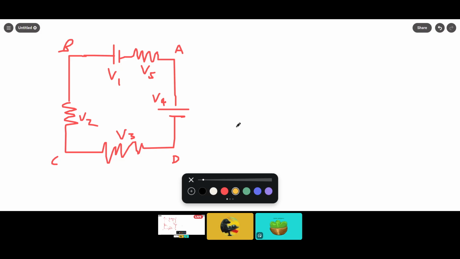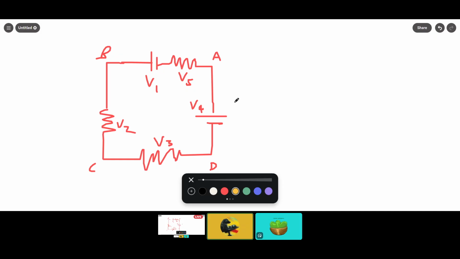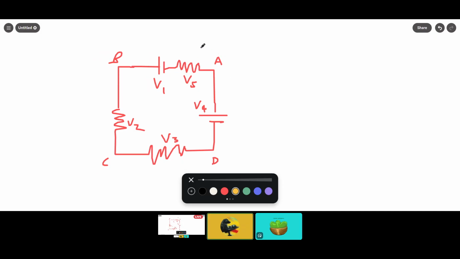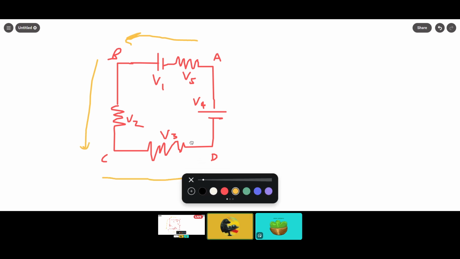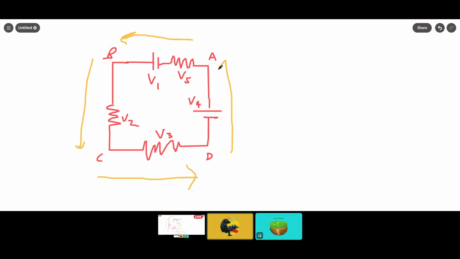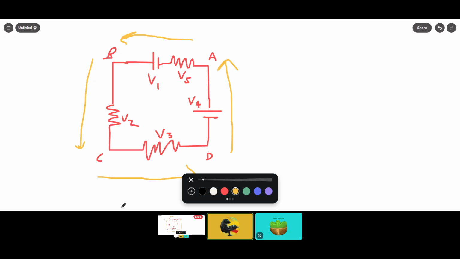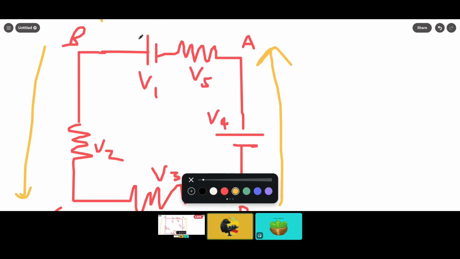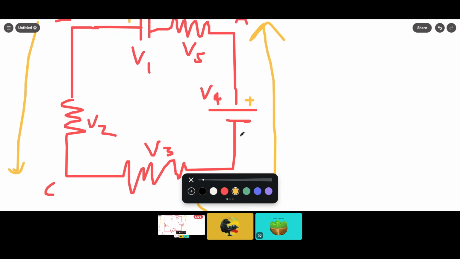Okay. So first step is you look at the circuit and you say, okay, A, B, C, D, A. The current flows in this direction, so you say it's anti-clockwise. Next is you label the batteries. The longer one is plus, the shorter one is minus, like this.